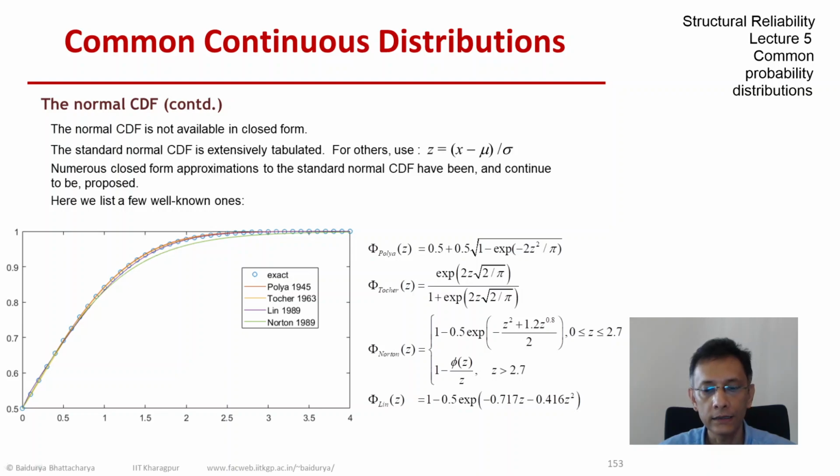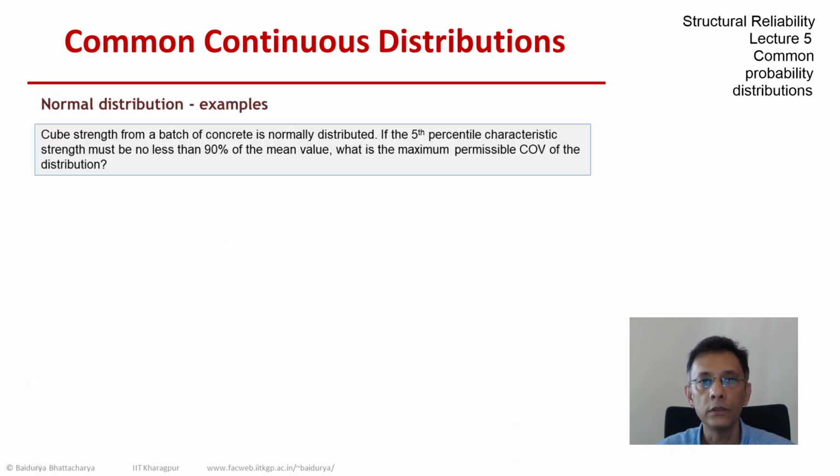Let's look at one simple example involving the normal random variable. It involves cube strengths of concrete. So let's take a few seconds to read the problem. So the characteristic value is defined here as the 5th percentile value.